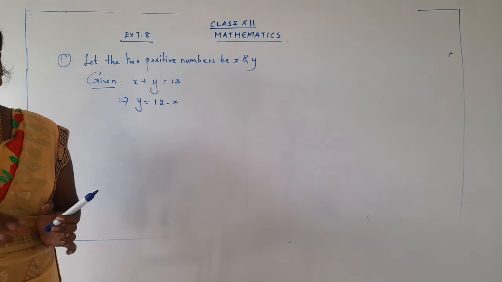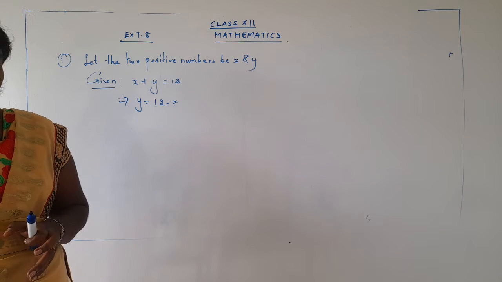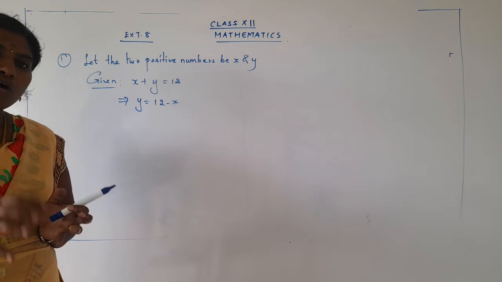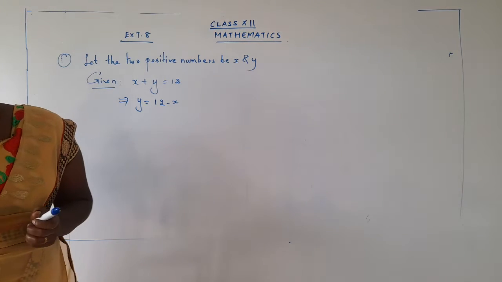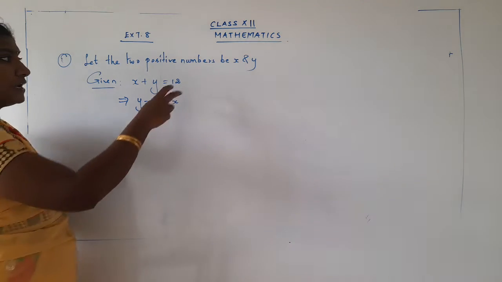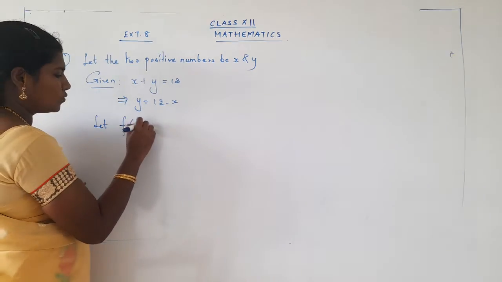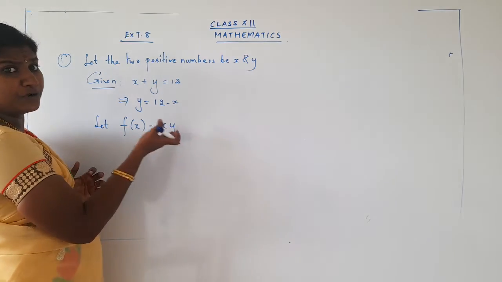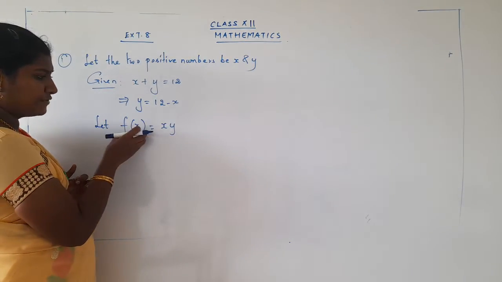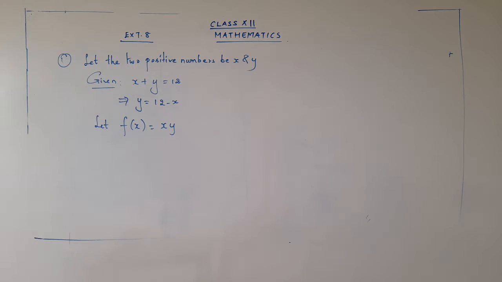Now we have to find out the function. What is given to us? The product is maximum. Whatever term comes with maximum or minimum will be considered as the function. So here they are saying the product is maximum, so I am going to take the function as the product. If the numbers are x and y, the product will be x into y. So I have taken the function f of x is equal to x y. Copy down the function f of x is equal to x y. I hope you are clear how to identify the function.